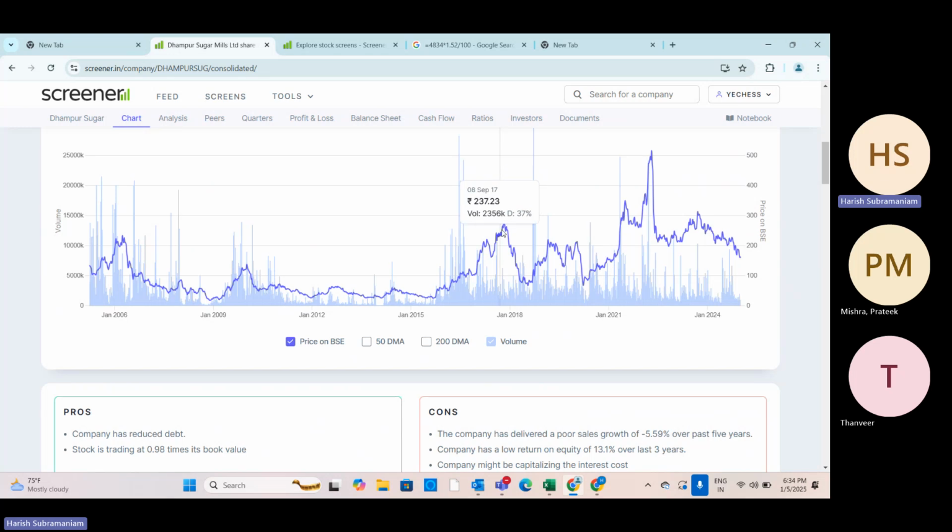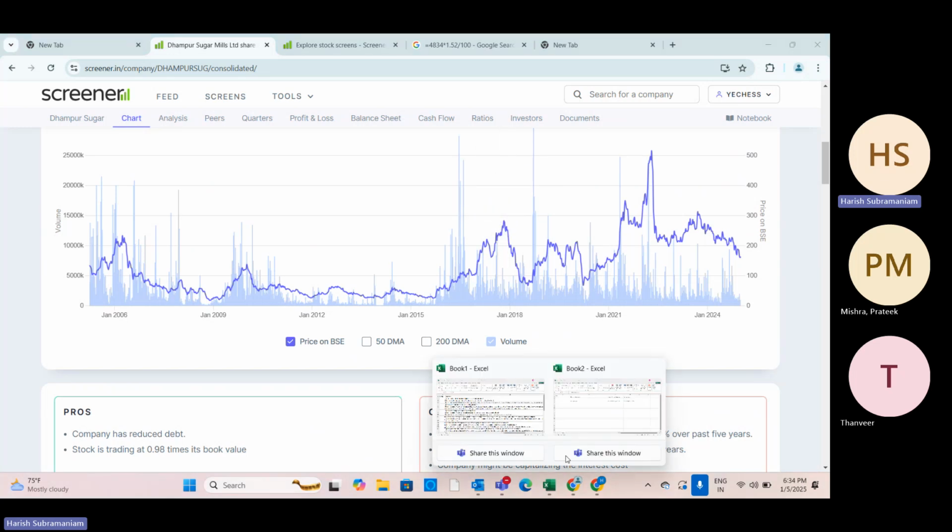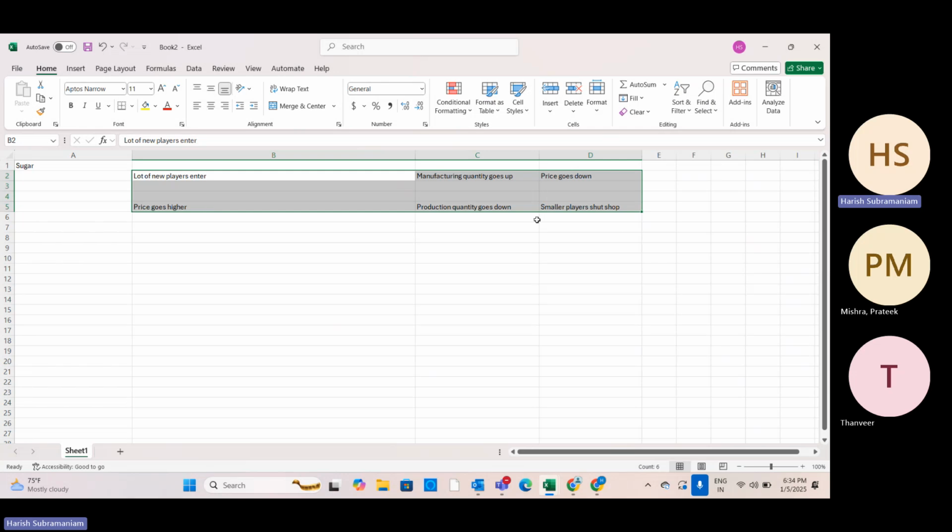So they buy it at the peak of the cycle. When is the peak of the cycle? The peak of the cycle is when the price is very high and the production quantity is very low. The production quantity is low, price is high. That is the peak of the cycle. They will buy it at the peak of the cycle, right? As the smaller players are shutting shop and the production quantity keeps going down, the bigger players start making more and more profit because the price keeps getting higher and higher.